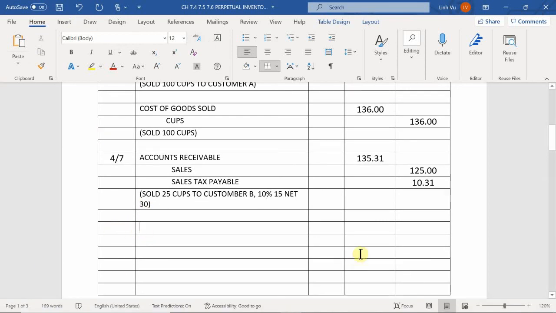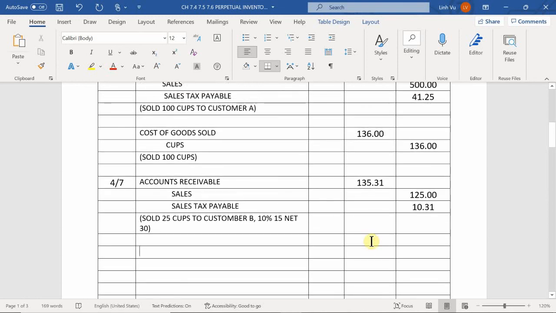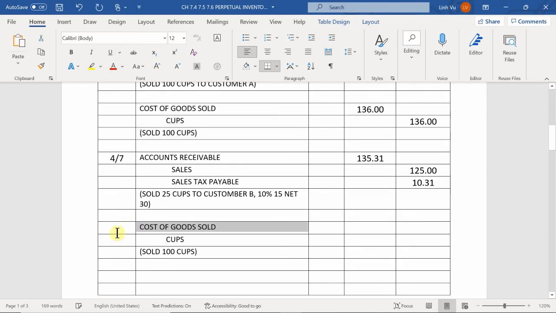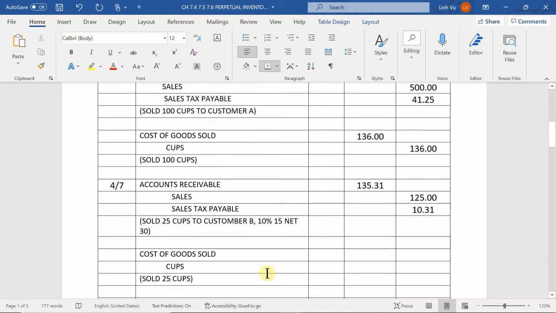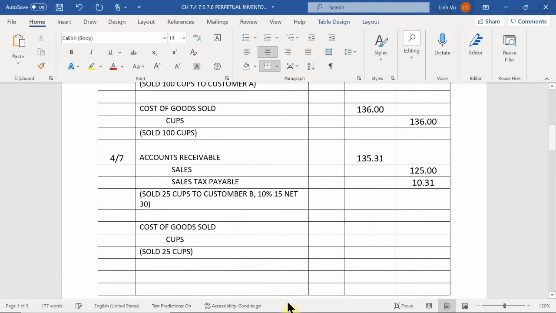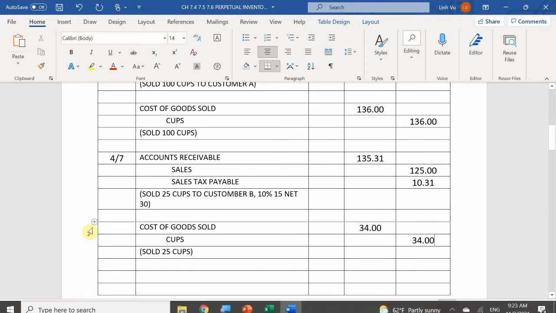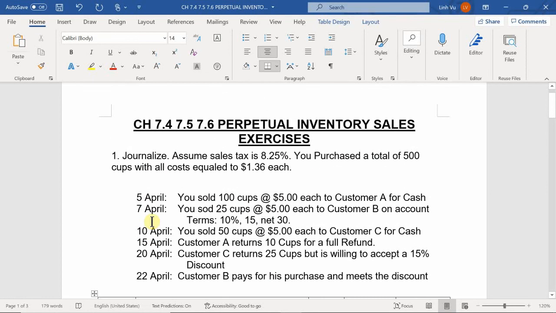Because we sold to customer B, what else do we need to include? Cost of goods sold. So in this case, how much does each cup cost me? $1.36. So if I sold 25 of them, my total cost of goods sold is $34. Good. So let's see what happened next.